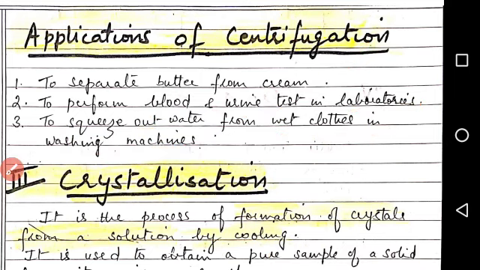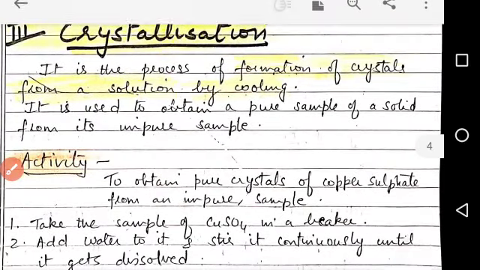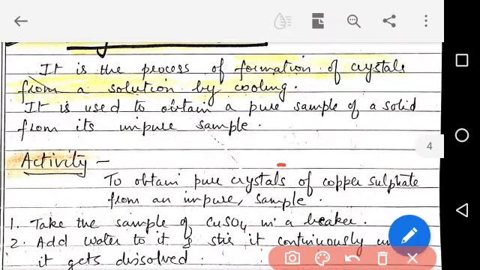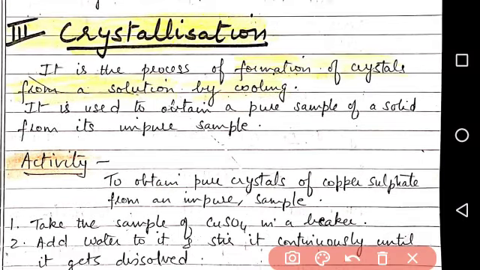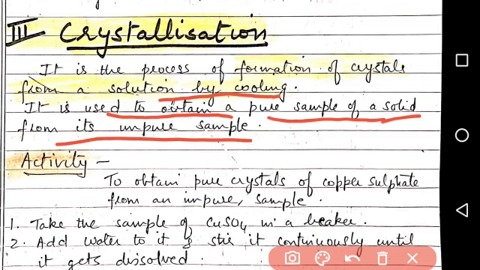The next method is crystallization. Crystallization is the process of formation of crystals from a solution by cooling. It is used to obtain a pure sample of a solid from its impure sample. Means any impure sample is taken and a concentrated solution is made, and when it is cooled down, pure crystals come out.